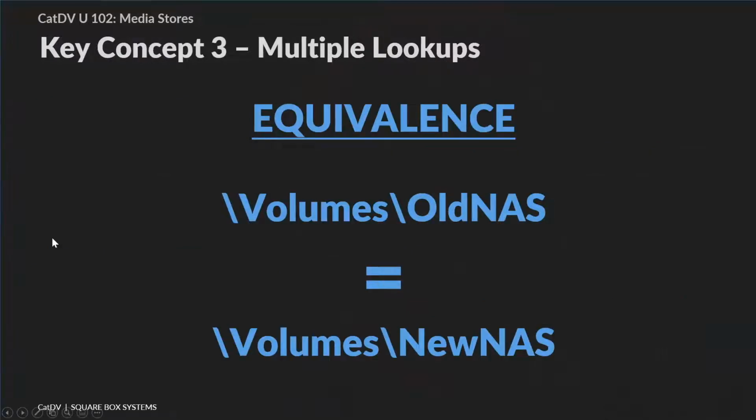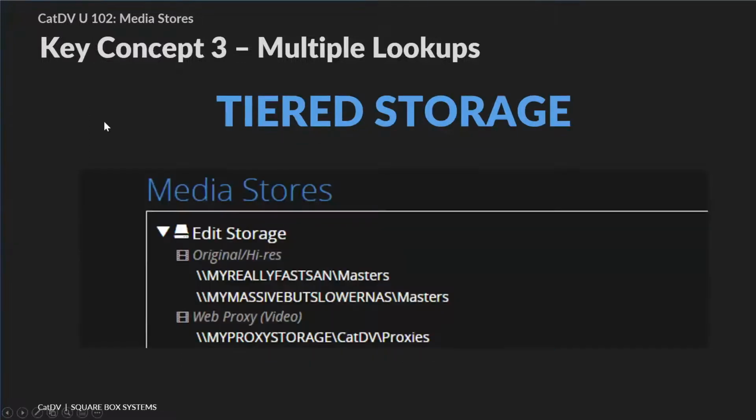This is a different sort of equivalence. This one says Volumes old NAS. This is the Mac style path now; I didn't want the Mac users out there to feel left out. Volumes old NAS equals Volumes new NAS. Obviously, if you're in a mixed environment, you're going to have to add that equivalence in both styles when you add those lookup rules. So that is key concept 3.